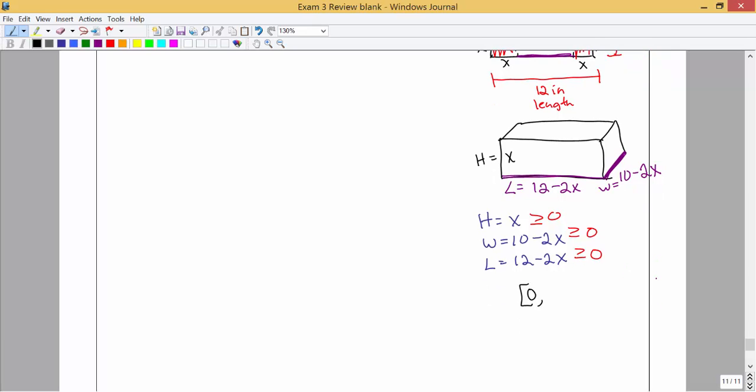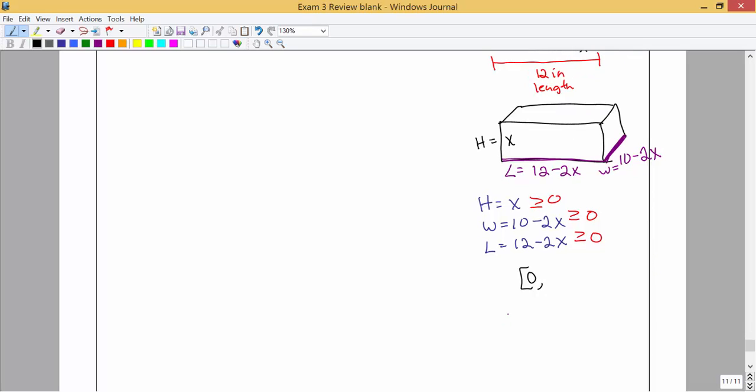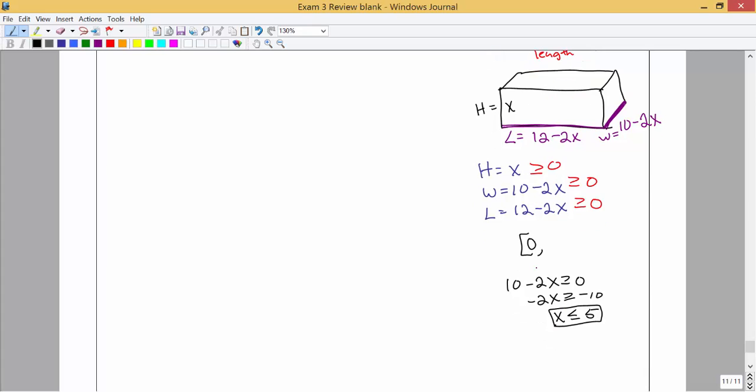Let's solve for the width as well. So 10 minus 2x has to be greater than or equal to 0. We're going to subtract 10 from both sides, divide by -2, and we end up having to flip our inequality symbol. So we get x is less than 5. We'll keep this in mind, and let's go on to the next one.